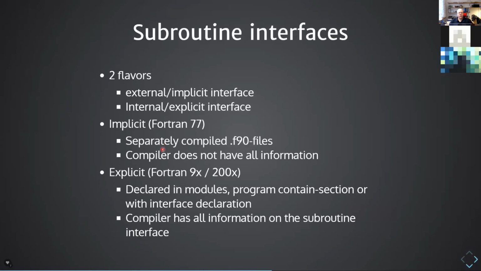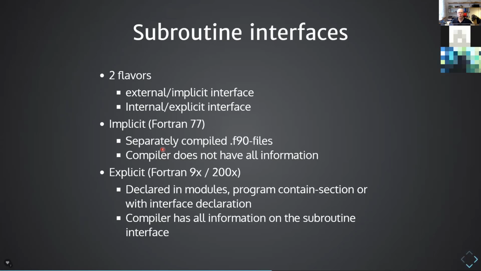You can have two flavors of interfaces. You can have external implicit interfaces and internal explicit interfaces. So in Fortran 77, you only had one option, basically implicit interfaces, which consist of separately compiled F90 files, which required you to keep track of the number of arguments you were calling in each subroutine, because the compiler could only see each separate source code file. So they couldn't check that you called it with the correct parameters.